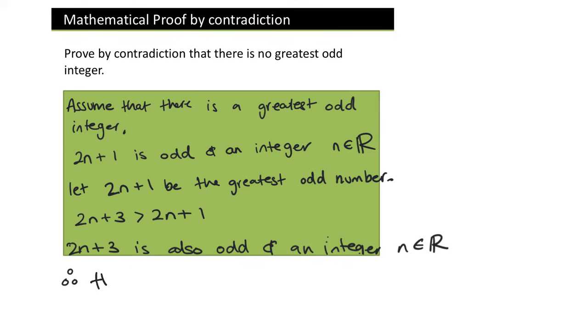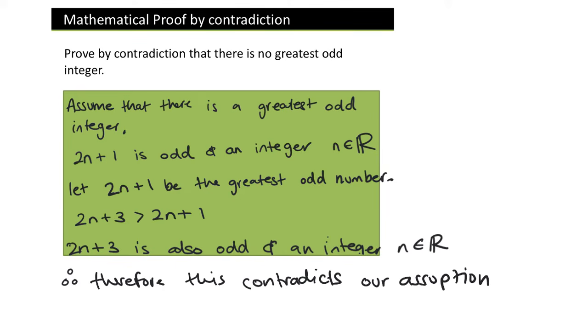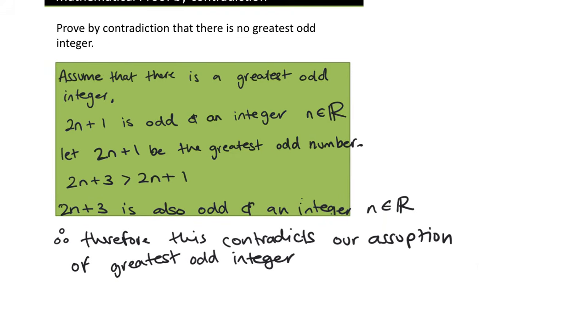Therefore, this contradicts our assumption of greatest odd integer. Okay, so we've now said that there's a contradiction.